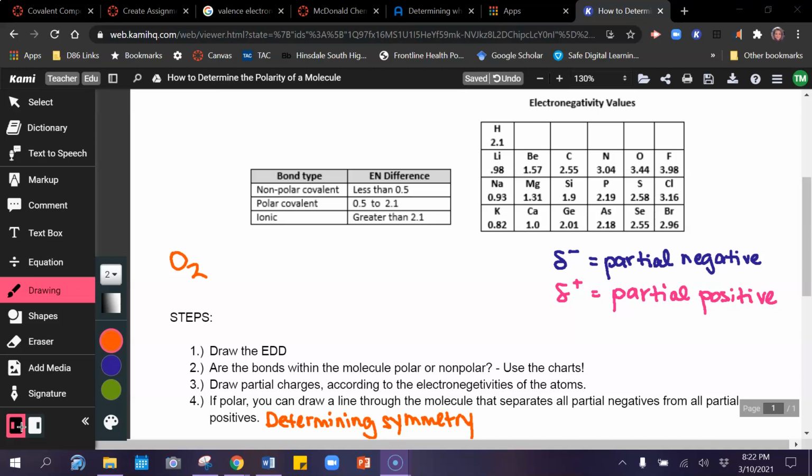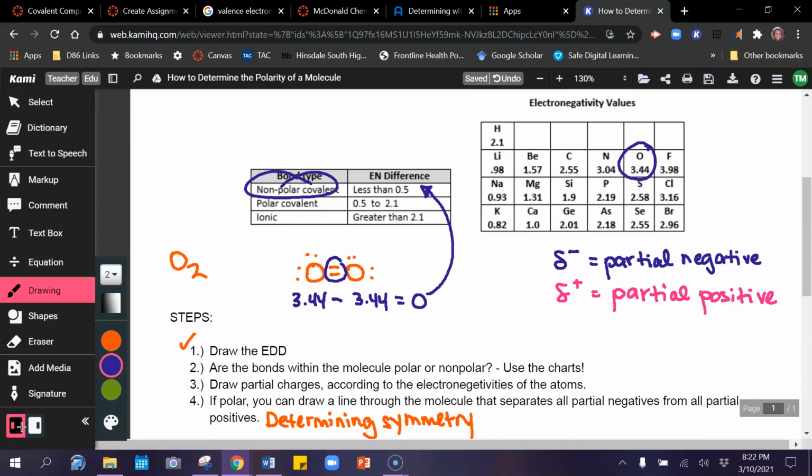We're going to use an oxygen molecule as the example. Step number 1, draw the electron dot diagram. There we go. Step number 2 is, is this bond in between my two atoms polar or nonpolar? Well, let's take a look. Oxygen is 3.44. Each of them is. And when I subtract them, I get 0. Since 0 is less than 0.5, I have a nonpolar covalent bond.